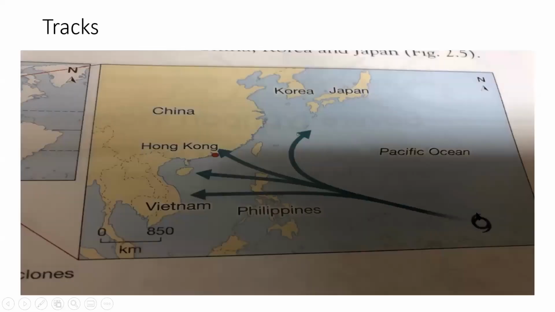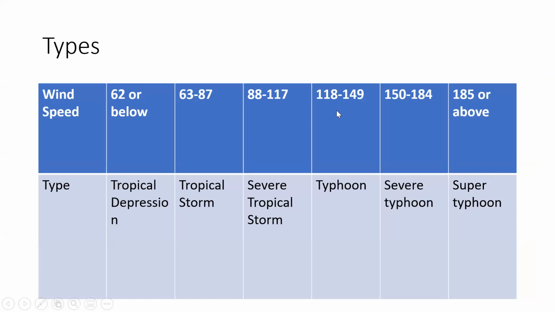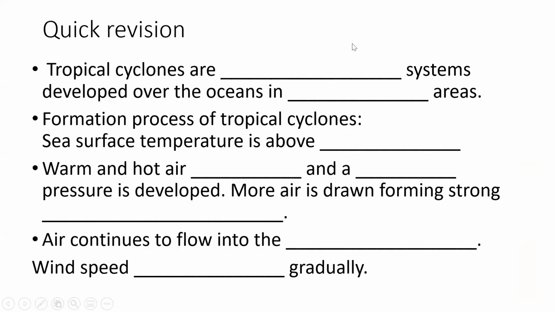Now this is the direction of the typhoon. Okay, it moves to the west, and then first it passes the Philippines, and then it will go to Vietnam, Hong Kong, and sometimes they may go to the north. They may go to the north and go to East China, Korea, and Japan. Okay.